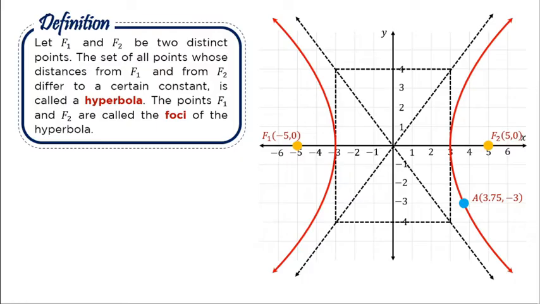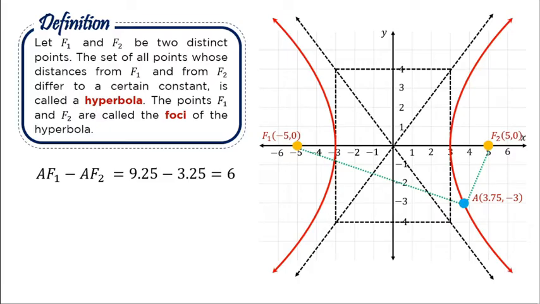From here, A to f sub 1 is longer than A to f sub 2. So, we will have A to f sub 1 minus A to f sub 2. By distance formula, A to f sub 1 is 9.25, and A to f sub 2 is 3.25. Now, taking the difference, that is equal to 6.